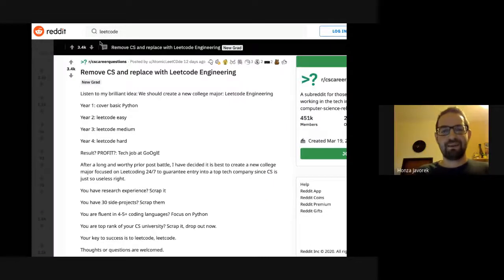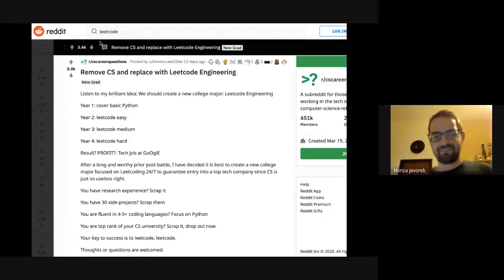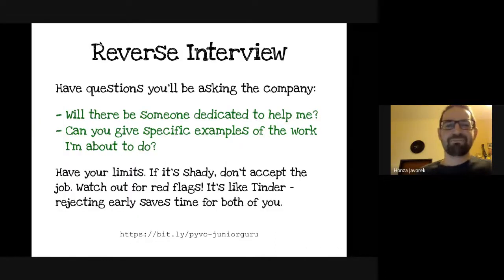Here I didn't resist to include a screenshot of someone who was so angry about it. He has a computer science degree, but actually found out that to get a job, he needs to do so much Leetcode that it's like for nothing to have a university degree. So he proposes there is a university focused on Leetcode, 4 years of Leetcode, and oh, sorry, okay.